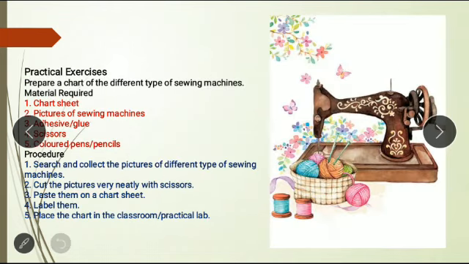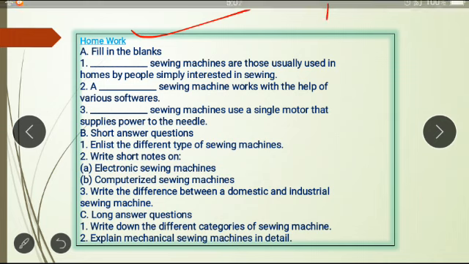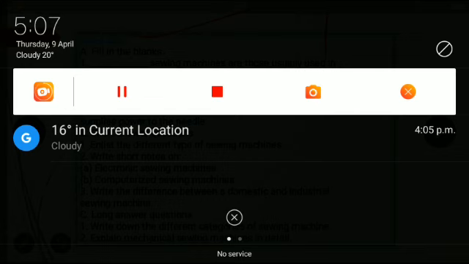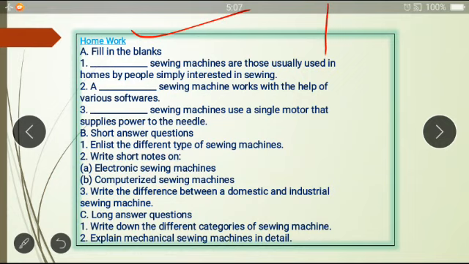Now dear students, at the end I am going to give you some practical work. Please prepare a chart of different types of sewing machines, what kind of material you need and what is the procedure. I have mentioned that, and I have given you the homework. Please do this homework, and if you have any problem, or you feel like I don't understand something, please feel free to contact me.